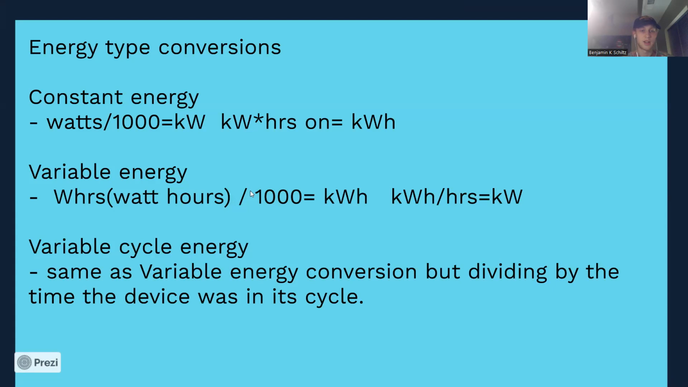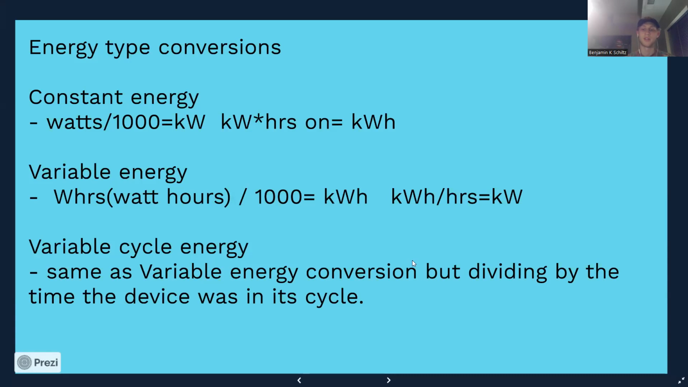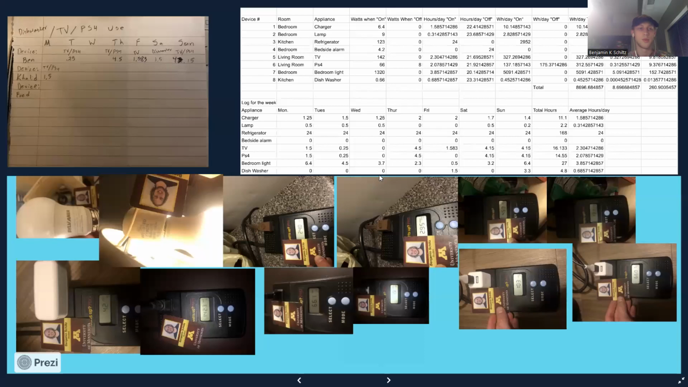And you do the same thing with the variable cycle energy devices, so your dishwashers, which is what I'll get into personally. In the instance of the variable cycle devices, you divide it by the total time the cycle was on for. So you limit it to the time that it was on for. And next we'll get into our data.